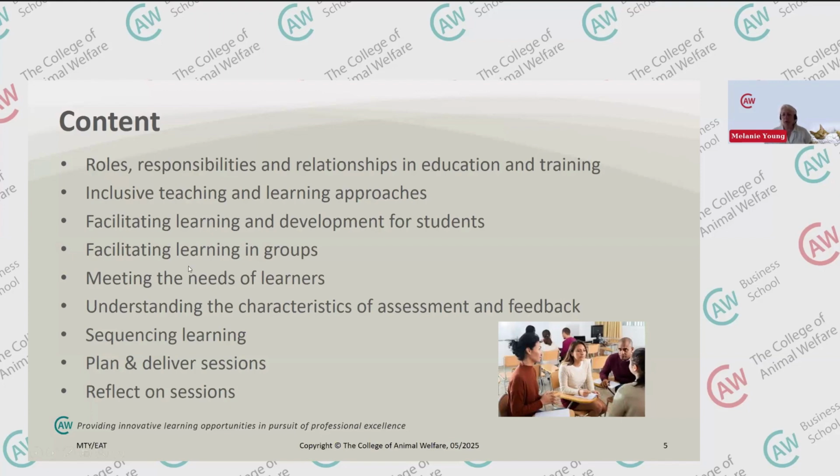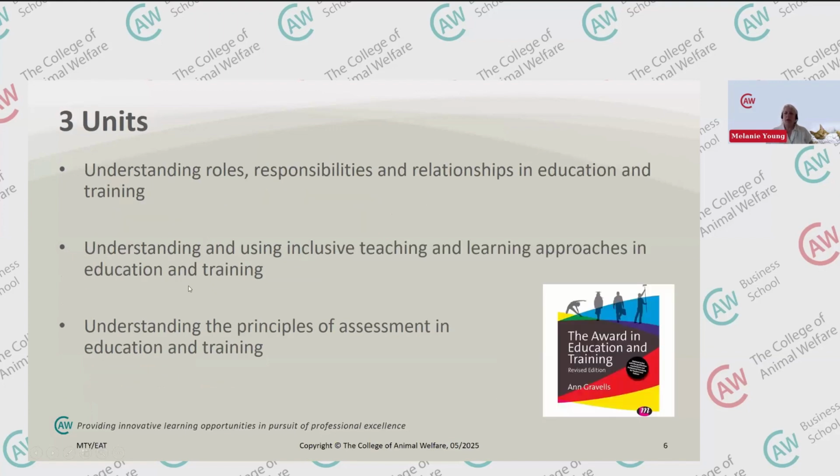That's a broad overview of the content across the 3 units. So the 3 units that we've got here, these are the titles of the 3 units. The first one is understanding roles, responsibilities and relationships in education and training. The second one is predominantly looking at inclusive teaching and learning approaches, and also delivering that teaching. So that second unit is where the microteach comes in. And the third unit is understanding the principles of assessment in education.